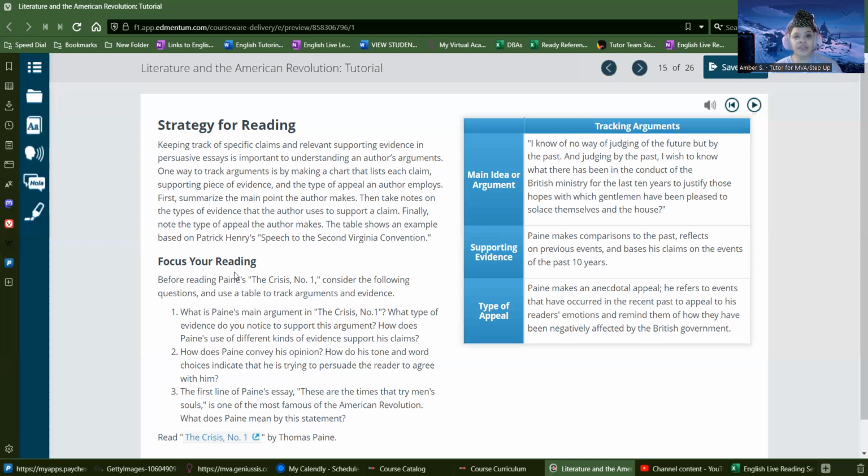So they give you a couple of things that you can focus on reading here. It says, consider the following questions and use the table to track arguments and evidence.